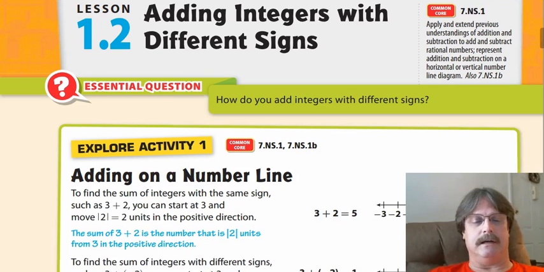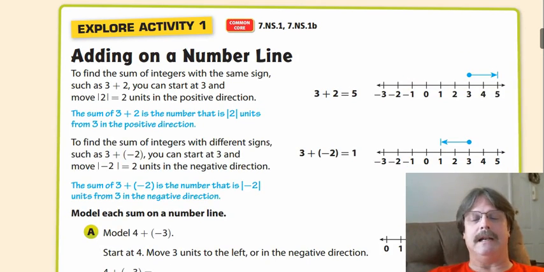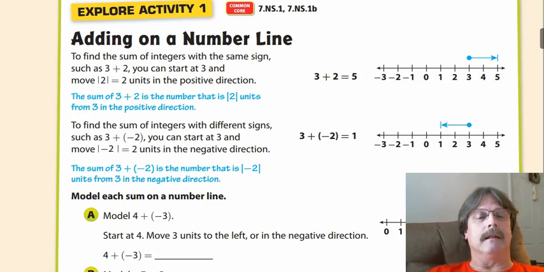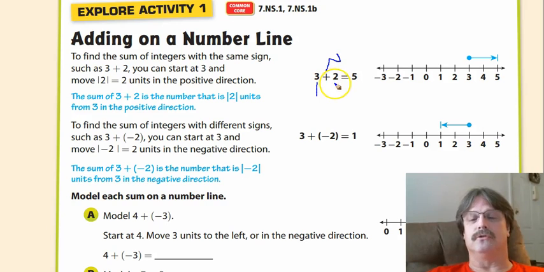So if we take a look here, we have adding on the number line. Let me get my pen up. We have 3 plus 2 as our example. This is where we start, right here. This is the direction that we head in. This is our operation, so it's a positive. So we're going to go to the right, or in the positive direction.